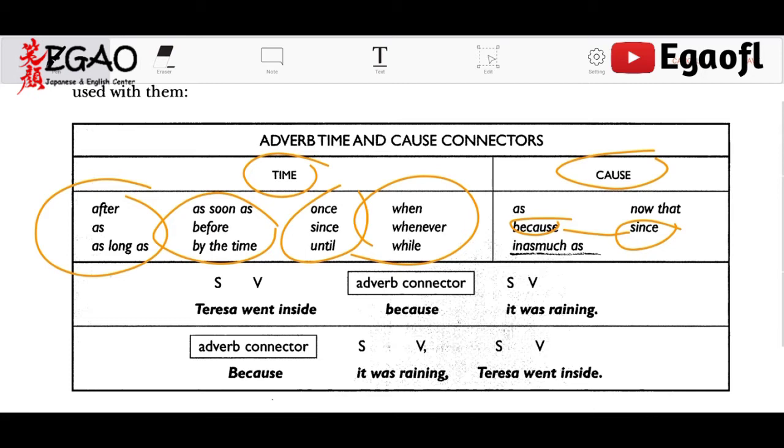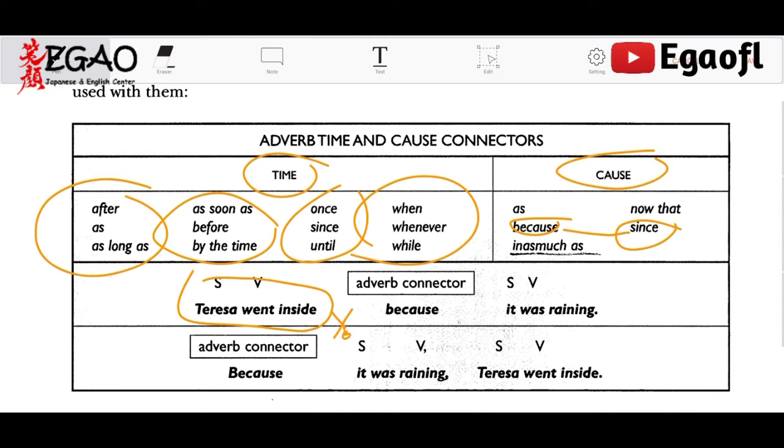Now let's take a look at the patterns. Different from the previous skill 6, which is about coordinate connectors, with adverb time and cause connectors you do not put any comma after the subject and verb. Let's take a look at the example. Here there is subject verb. Teresa went inside, and you do not need any comma here. No.